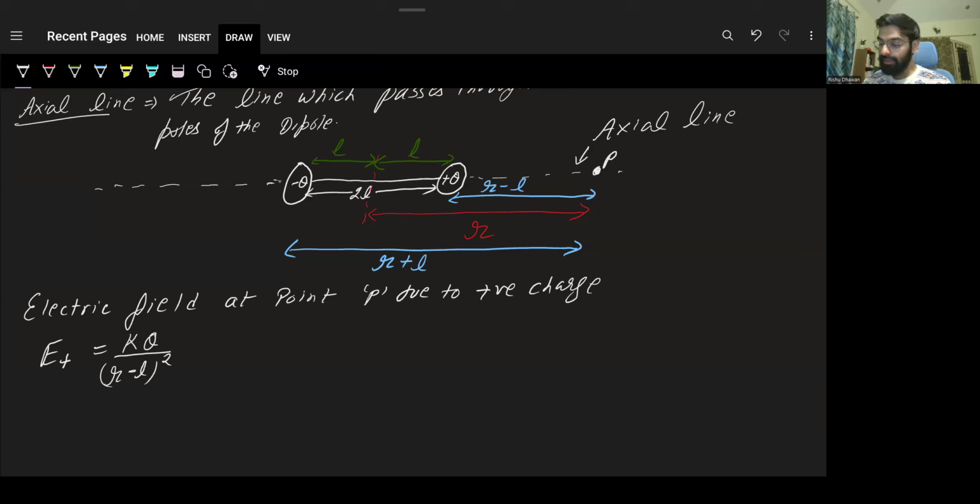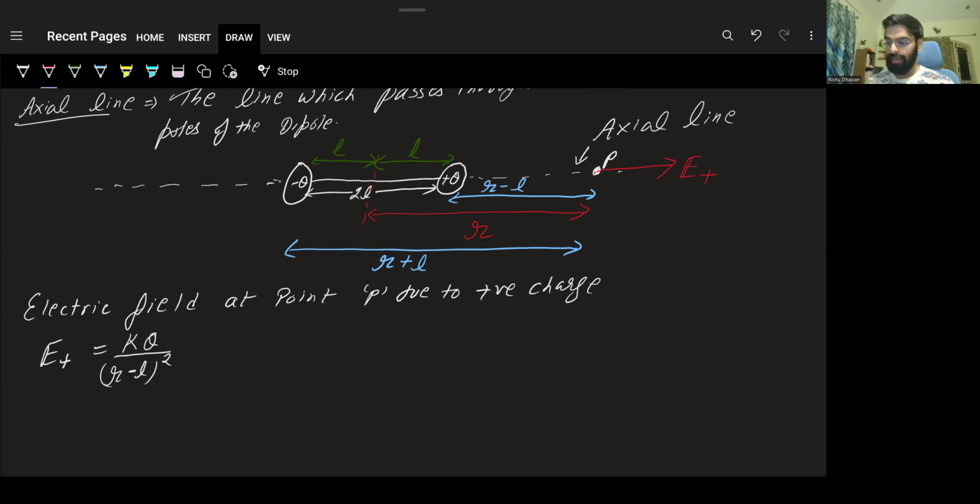Now, at point P we are always considering a unit positive test charge. What is a unit positive test charge? It is that charge which is very, very small, so that it doesn't impact the plus Q charge and the negative Q charge. Now, plus Q and the test charge will repel, so it will move in this direction. So this is the direction of E positive.